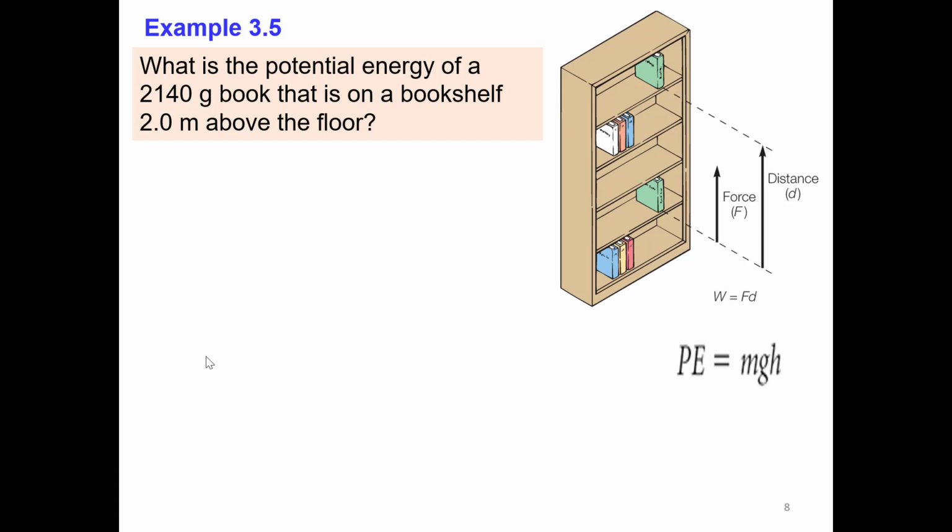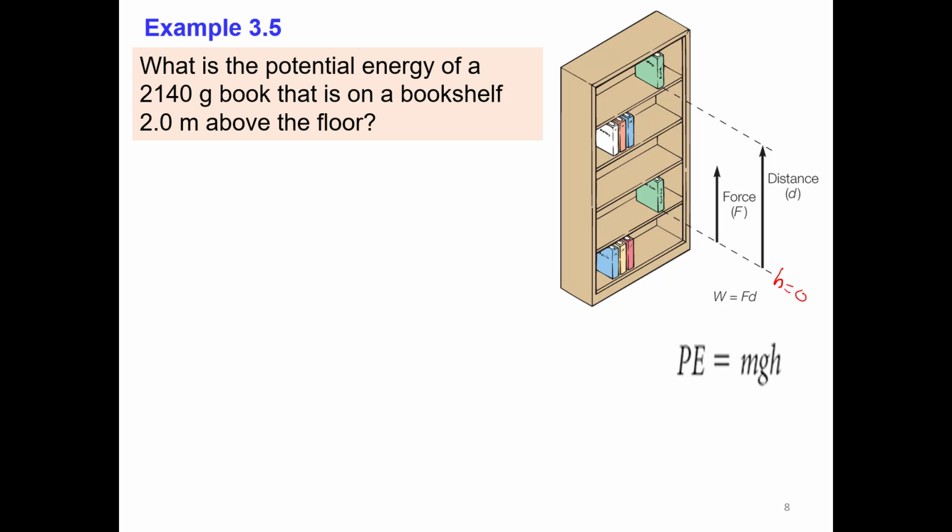Now let's try to solve a problem. We want to calculate what is the potential energy of a 2,140 gram book that is on the bookshelf 2.0 meters above the floor. We want to calculate the potential energy for this book. Because they give the information of 2 meters above the floor, we choose the floor as the reference level. This is where the height equals 0.